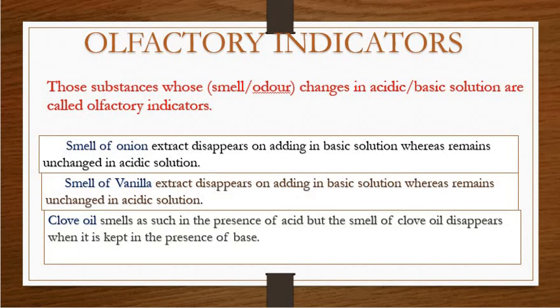The smell of onion extract disappears when it is added to a basic solution, and when it is added to an acidic solution, it remains unchanged. Similarly, the smell of vanilla extract disappears when it is added to a basic solution and it remains unchanged in an acidic solution. Clove oil smell remains as such in the presence of acid, but the smell of clove oil disappears when it is kept in the presence of base. So this is all about indicators.